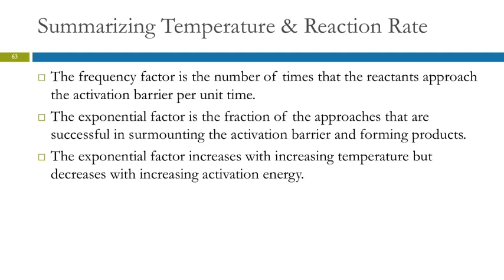So, summary. Frequency factor is the number of times the reactants approach the barrier per unit time. The exponential factor is the fraction of approaches that are successful. That exponential factor increases with increasing temperature, but it decreases with increasing activation energy. Because if the barrier is high activation energy, fewer molecules are going to be successful. Right? If it's low, more of them can get over.